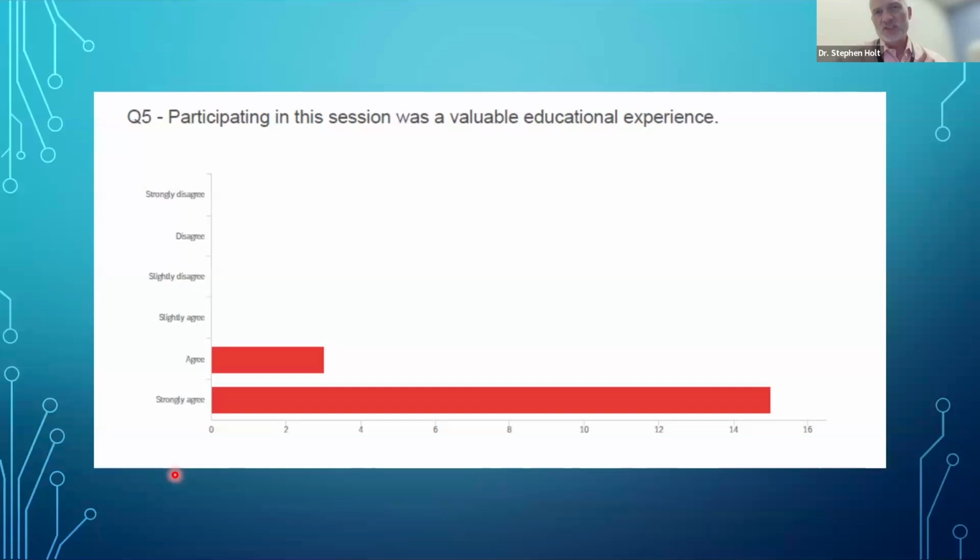I still collect data periodically on making sure residents are enjoying the experience. This just happened to be from literally the last workshop that I did with them maybe a month or so ago. And so I have 15, I guess it's 18 different learners.